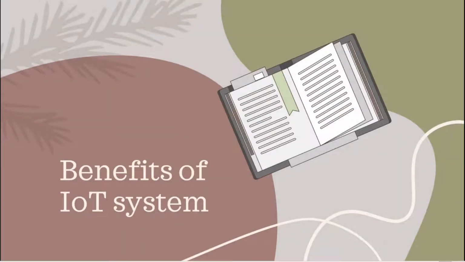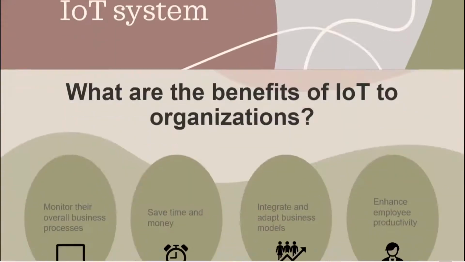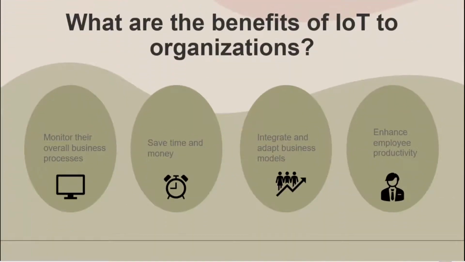Next is benefits of IoT systems. So what are the benefits of IoT to organizations? First, to monitor your overall business's process. Next is save time and money. Third, integrate and adapt business models. And lastly, enhance employee productivity.